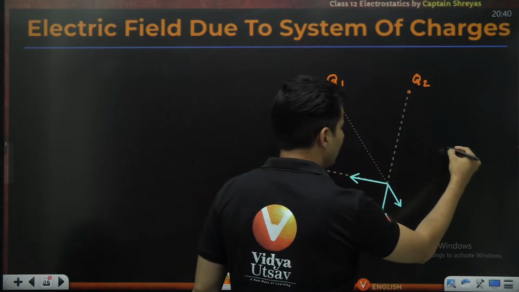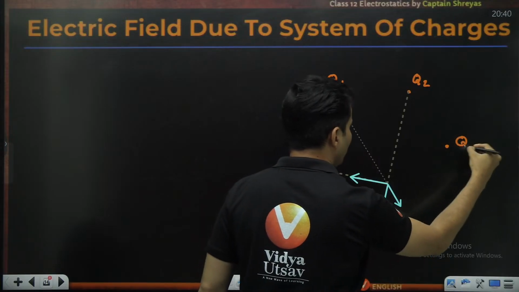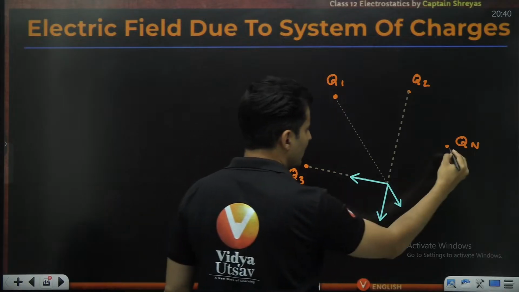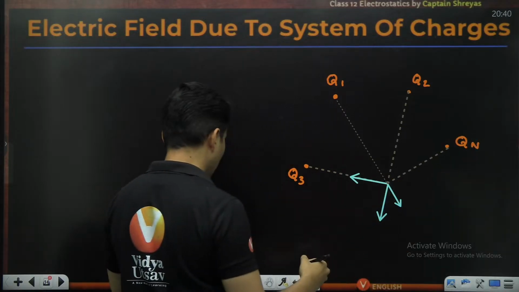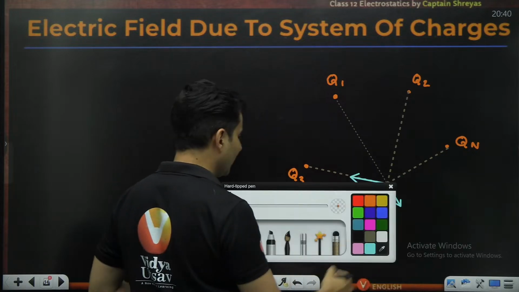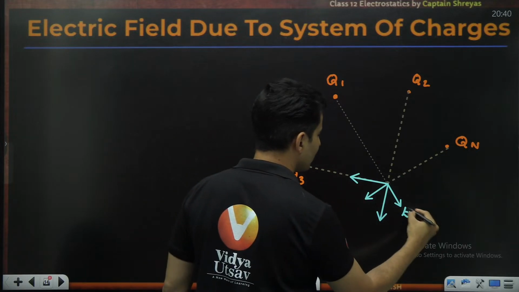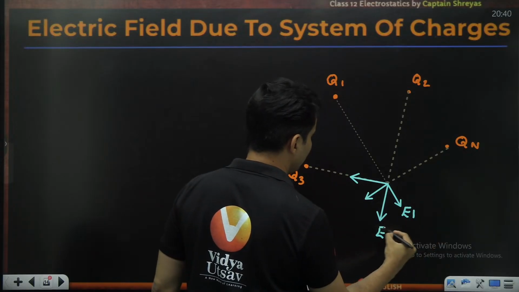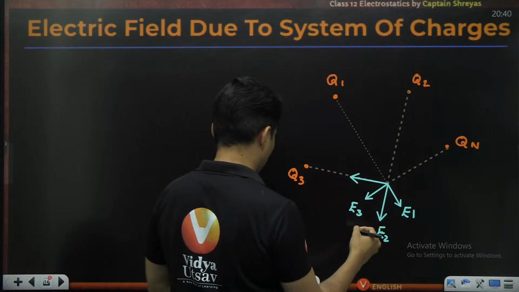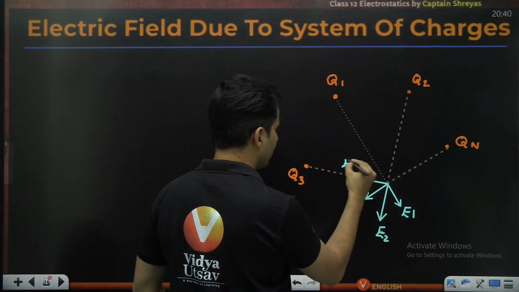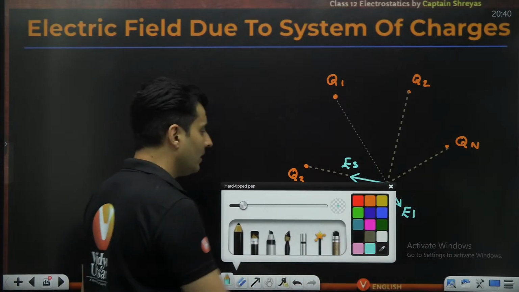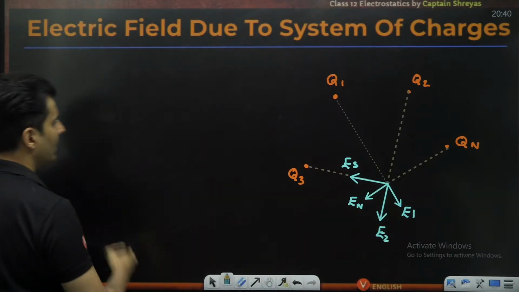So like that, maybe there are n number of charges, and all these charges at this location are producing some amount of fields, E1, E2, E3, like that. So this is E1, let's say this is E2, let's say this is E3, and let's say this is En. So what is the net electric field at that point?